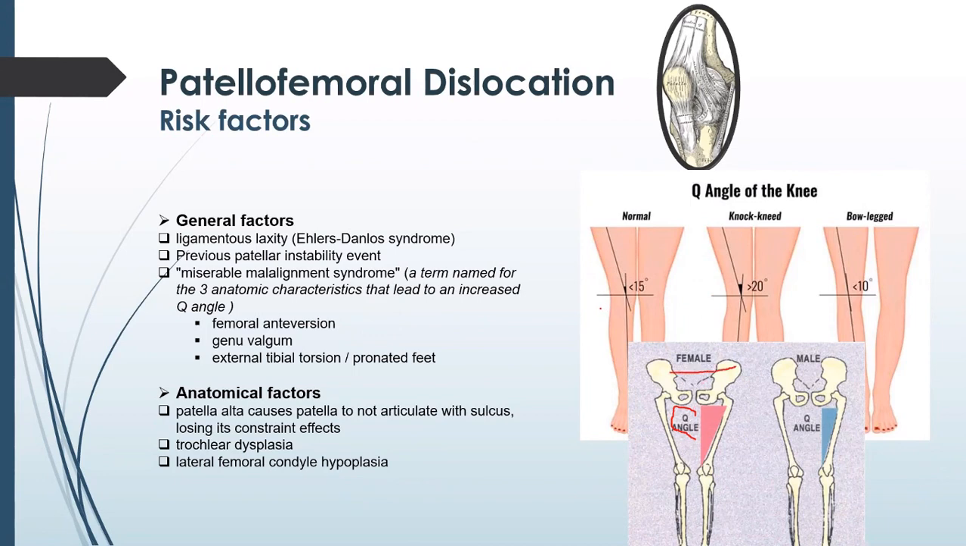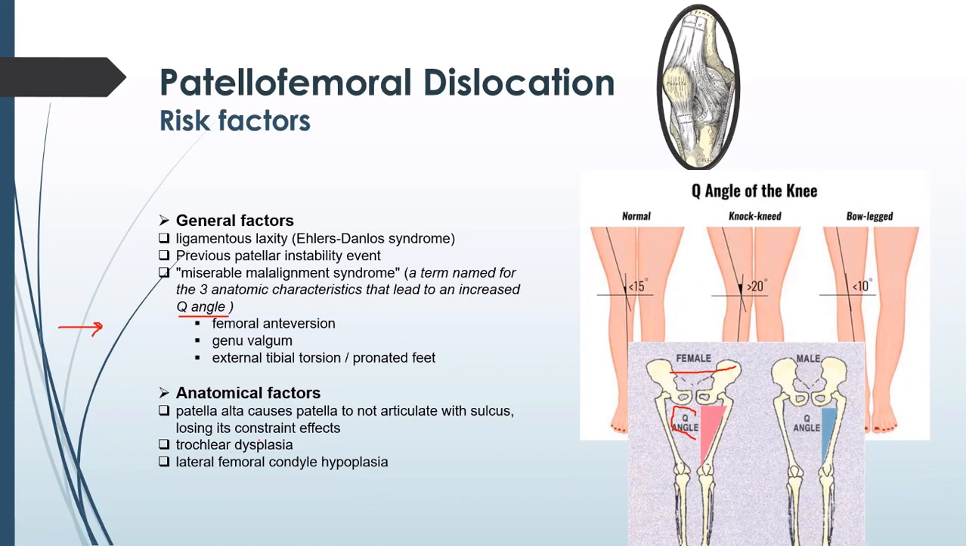What are the risk factors for patellar dislocation? First of all, we have general factors like ligamentous laxity, as in patients with patellar dumbness, and previous patellar dislocation. We have something called miserable malalignment syndrome: high femoral anteversion with genu valgum, pronated or flat feet, and external tibial torsion. This will increase the Q angle. These three items are the risk factors for malalignment syndrome and increase the risk of patellar dislocation.